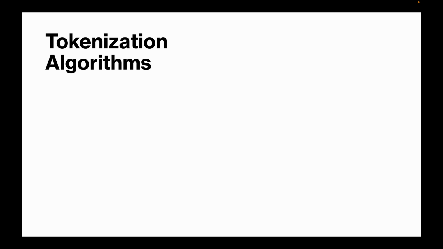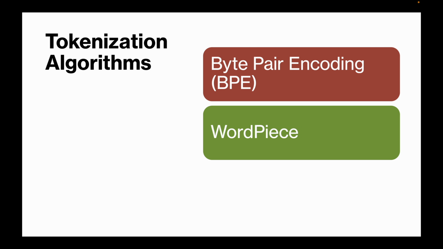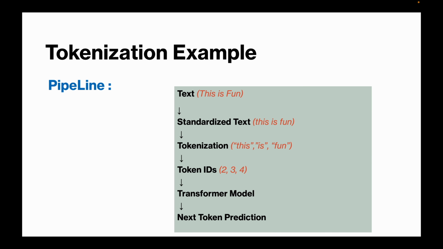Tokenization algorithms. Some of the tokenization algorithms used in LLMs are byte pair encoding, BPE, WordPiece, and SentencePiece. Let's see a tokenization example in the LLM workflow. In fact, LLMs do not generate sentences all at once. They repeatedly predict the next token and build the response step by step.